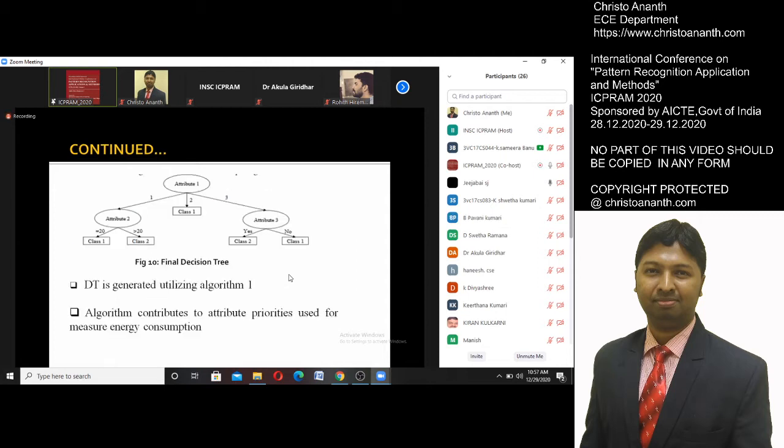This is the final decision tree after the repetitive recursion, and this is formed by algorithm 1. The algorithm also contributes to the attribute priorities used for measuring energy consumption.